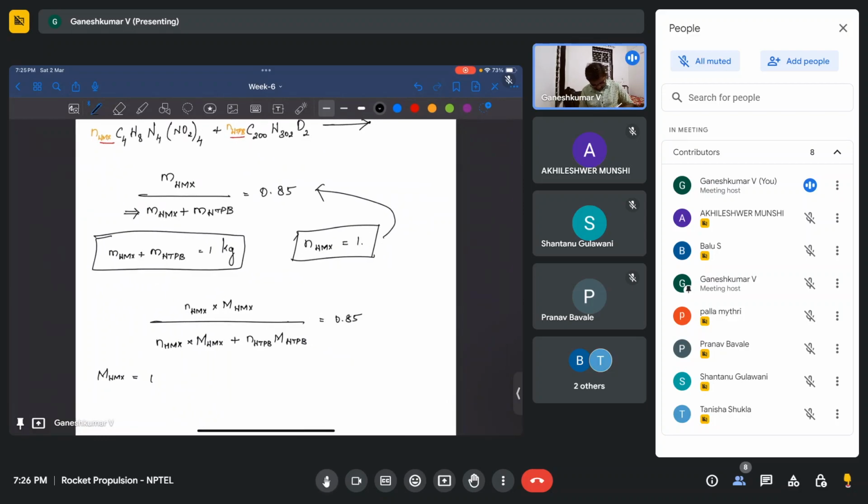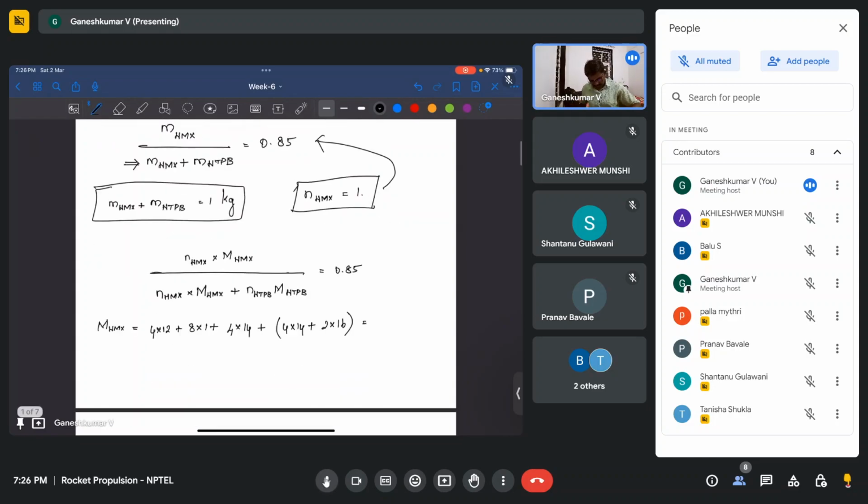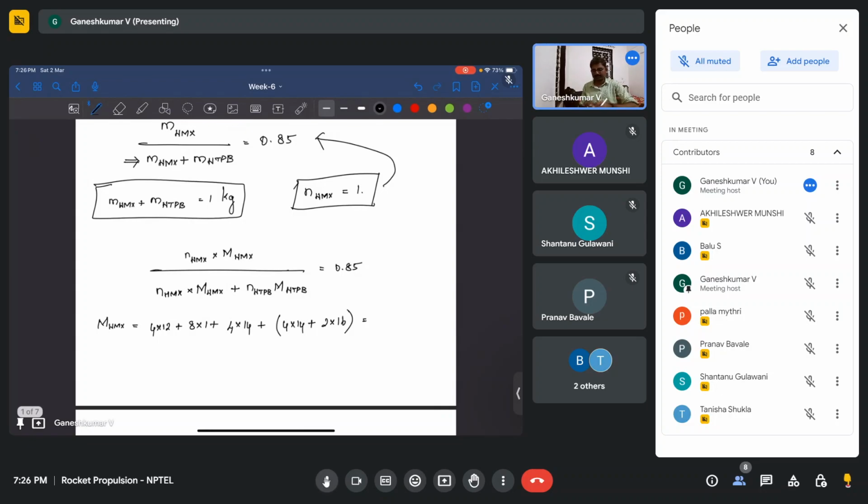C4H8N4O8. So 4 into 12, 8 into 1, 4 into 14, N is 14, is it? And 4 into 14 plus 2 into 16. I hope this is fine. So how much is that coming to? I don't have a calculator here. Let's see.